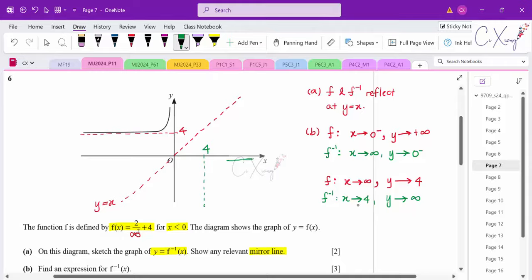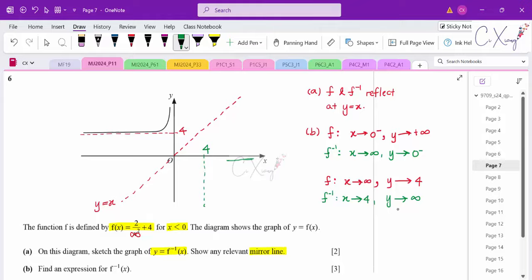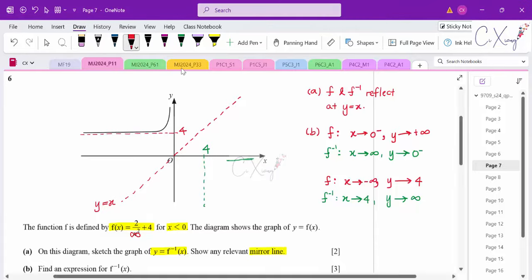Then when your x is getting closer to 4, y is infinity. Oh, sorry, I think I made an error just now. This one is not positive infinity, it should be negative infinity. Therefore, for this part, y can be negative infinity. So x getting closer to 4, y will be negative infinity. That means your graph will be something like this. If you join them together, basically this is how your graph looks like. Okay, and this is f inverse.